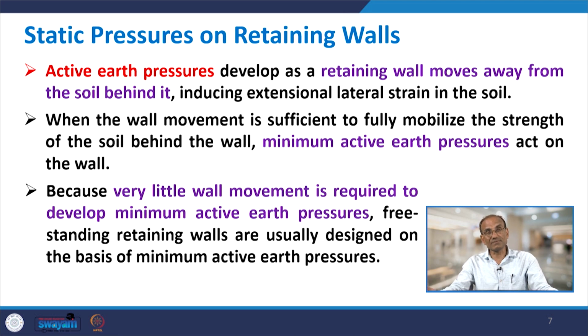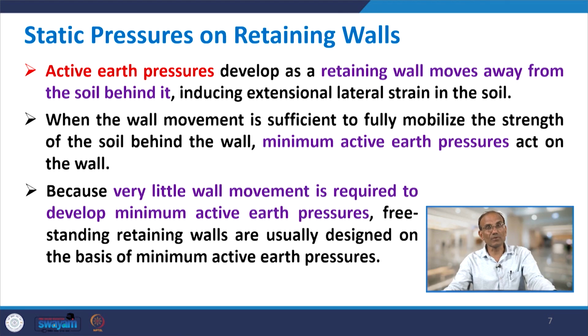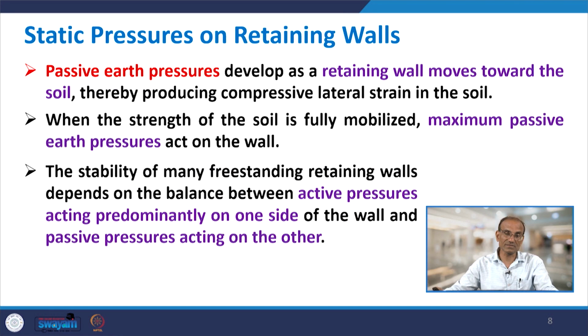On the other side, when we discuss passive pressure, it will be the other way around. Retaining walls are usually designed on the basis of freestanding retaining walls. Freestanding retaining walls are basically walls where on both sides there is no backfill. It is a kind of normal wall. In that case, they are normally designed based on the minimum active earth pressure, but normally retaining walls are not the freestanding case.